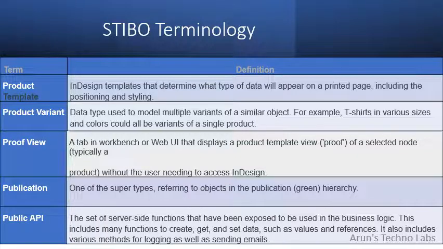Publication is one of the user types which refers to the object in the publication green hierarchy. So that is a publication. It shows in green in the hierarchy in STEP when you are creating step workflows. Public API is a server-side function which has been exposed to be used in the business logic. This includes many functions to create, get, set data, such as values and references.